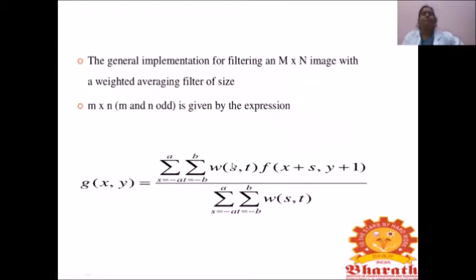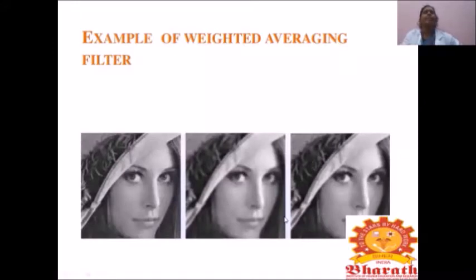The general implementation for filtering an M by N image with a weighted average filter of size m by n is given by the expression. It is the same formula for the weighted filter, but here we have to divide by the summation of s from -a to +a, t from -b to +b, of w(s,t). This is the example of the weighted average filter.